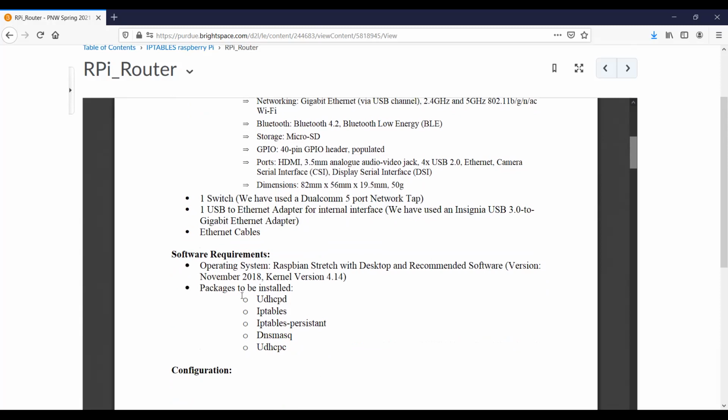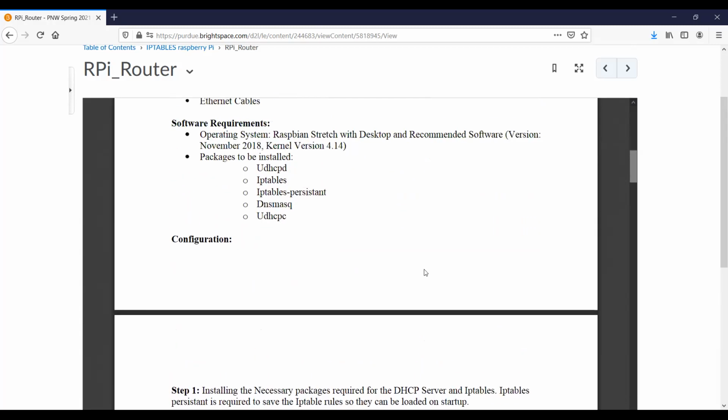And then the software requirements. You'll install these if they're not available in your OS. Of course, as you know, the Raspberry uses Raspbian, which is like a mini Linux. It's really nice. And then the year and version is there. That's the specs on the requirements.